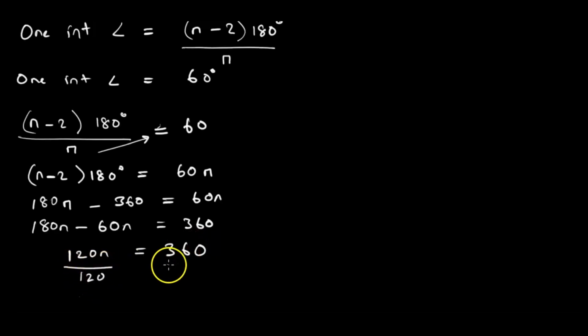Divide both sides by 120. n is equal to 360 divided by 120, which is equal to 3. So that is how it's done. We've engineered the answer.